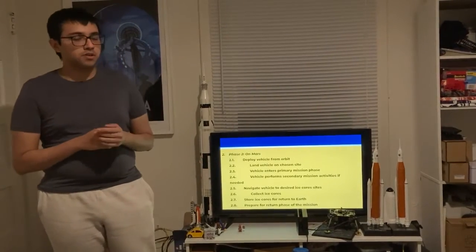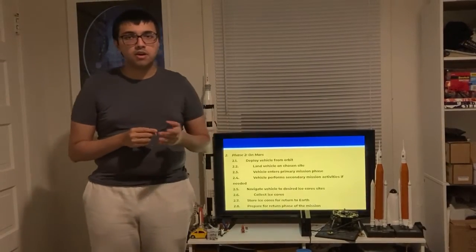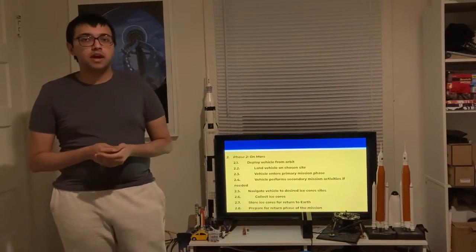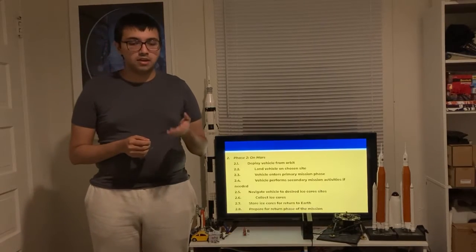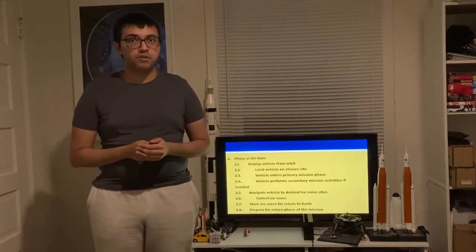The second phase of our mission is performing operations on Mars. We're going to land the payload on Mars, collect and store the ice samples, perform any secondary mission activities, and prepare for the return phase of the mission.